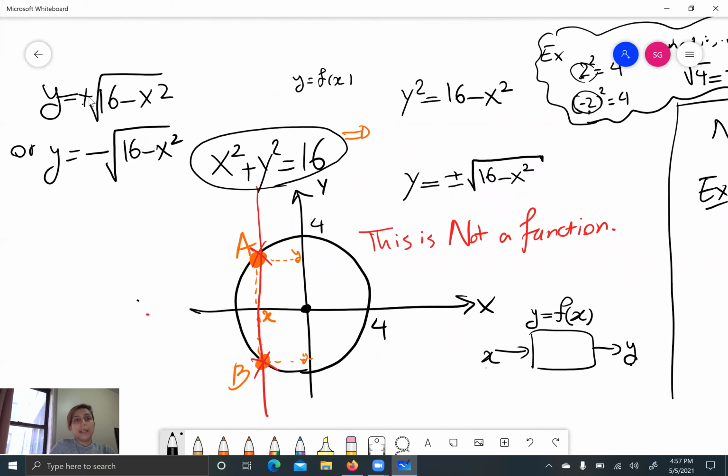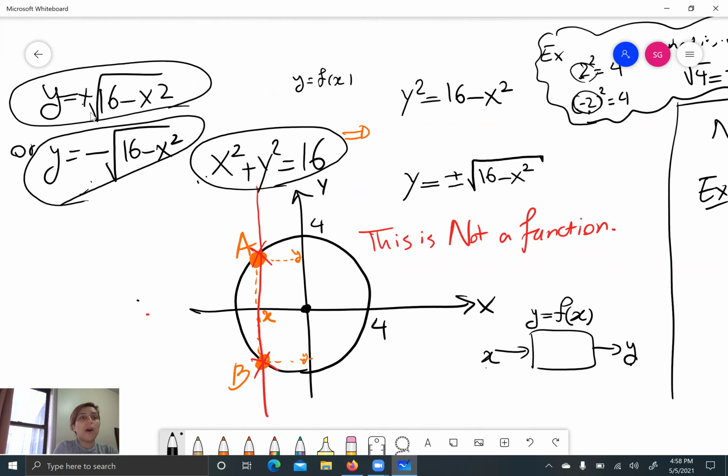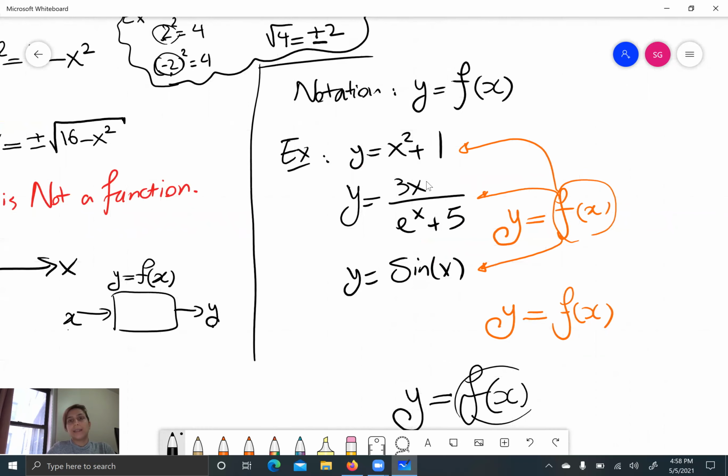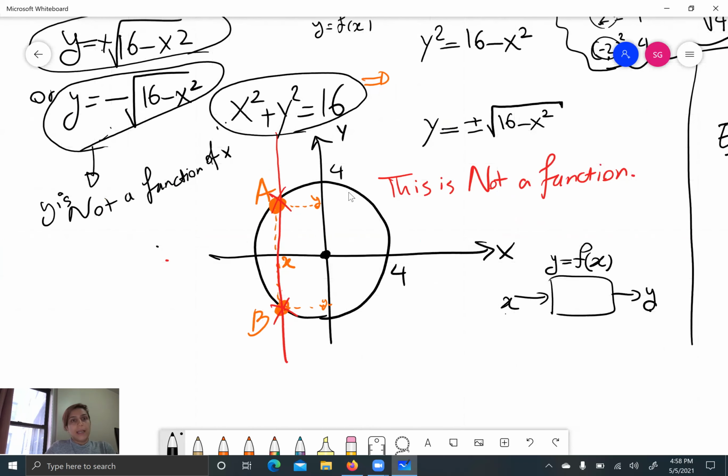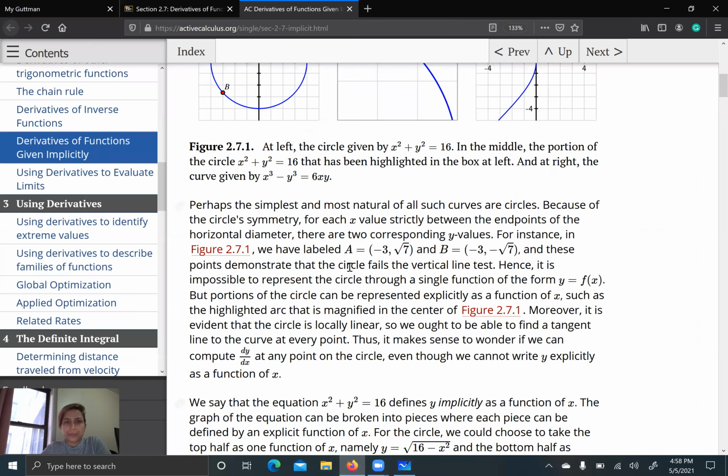When you have a circle, then y can be either this one, which has this formula, the positive square root of 16 minus x squared, or it can be the negative one. That is why this is not a function. So y is not a function of x. You see, it is not like the other ones, where we are able to say, okay, y is like x squared plus 1 or whatever. We have two options for y, so that's why this is not a function.